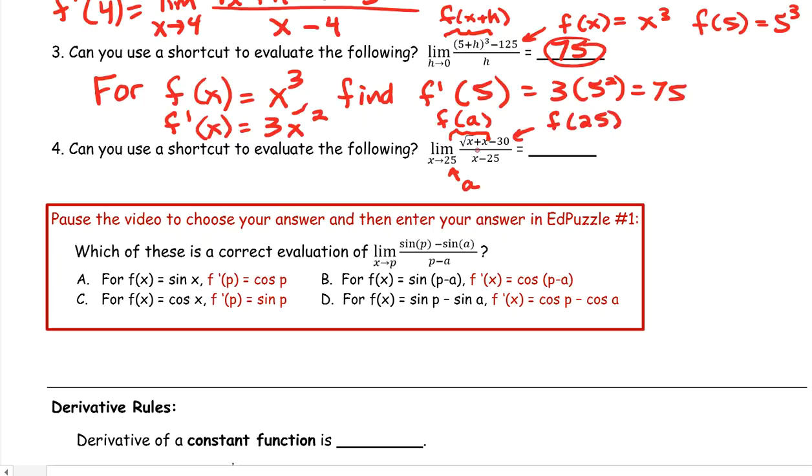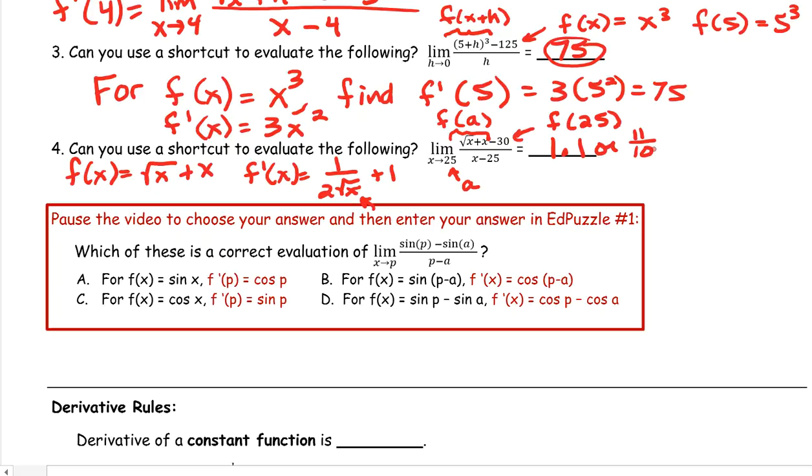So what's our hypothesis here that our function is? Our function must be the square root of x plus x. So the derivative would be 1 over 2 square root of x, use the power rule, plus 1. And then our f prime of 25. If we have 25 here, square root of 25 will be a 5, so we'll get 1/10 plus 1. So our shortcut, we should come up with 1.1 or 11/10.